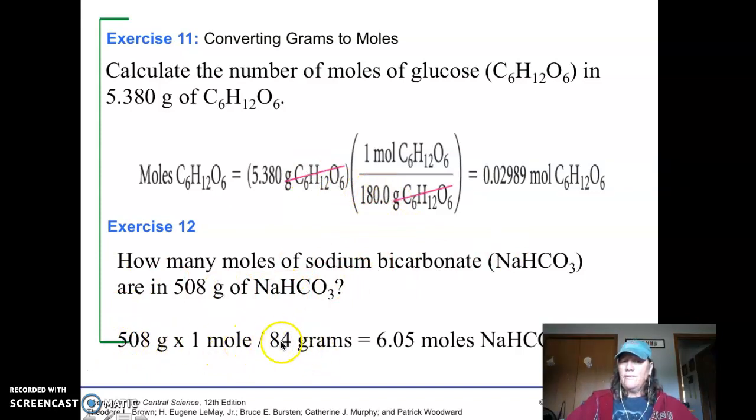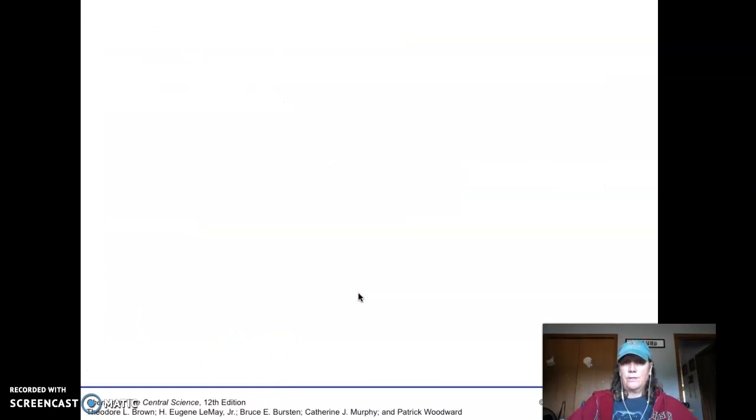1 mole has 84 grams. The 84 is 1 sodium, 1 hydrogen, 1 carbon, and 3 oxygen added together. I get 84. When I divide those, I get 6.05. That's how many moles there. If I started with moles and I wanted to find grams, I'd put moles on top, 1 mole and its mass on top. So it would be just the opposite. Okay? But they're just conversion factors.